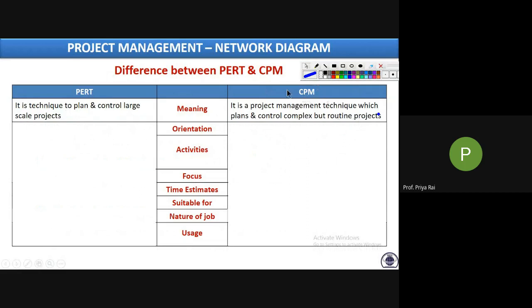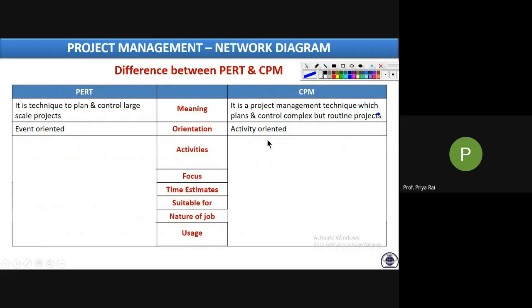Now orientation: PERT is event oriented, whereas CPM is activity oriented. You have to keep it in mind. In MCQ they will ask you which among the following is event oriented, PERT or CPM. Your answer should be PERT. Whereas vice versa in case of CPM, that is, it is activity oriented.